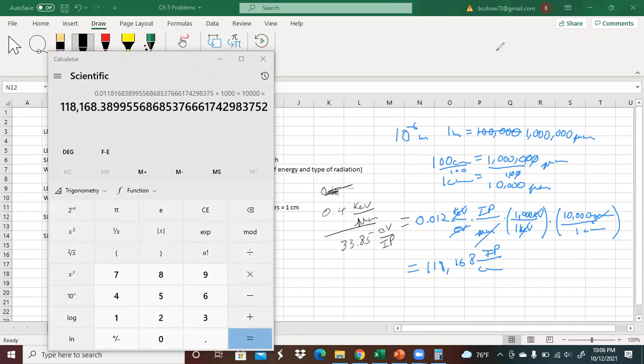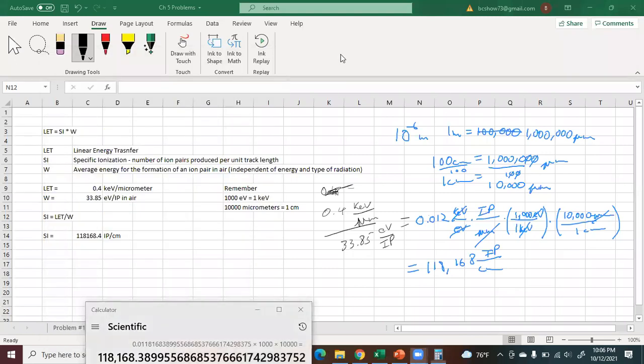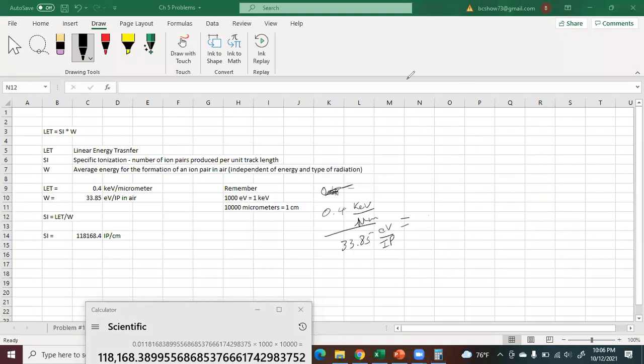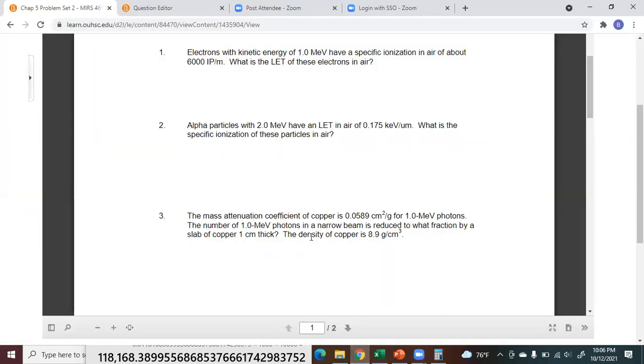I'll just put this away for a little bit. All right, so now let's clear all of this out. No, boy, that's kind of permanent there, isn't it? Okay. Let's go on to number 3.